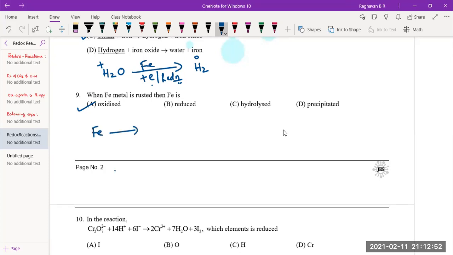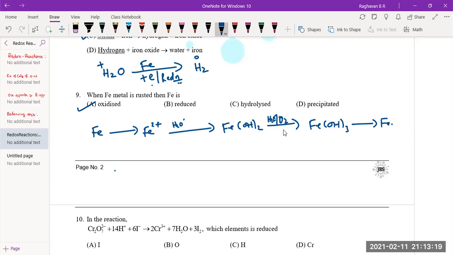Fe becomes Fe2+. Then it combines with moisture and becomes ferrous hydroxide. Then again with water and dissolved oxygen, ferric hydroxide. Then it undergoes change to Fe2O3·xH2O, rust. No problem. This is loss of electron, oxidation.